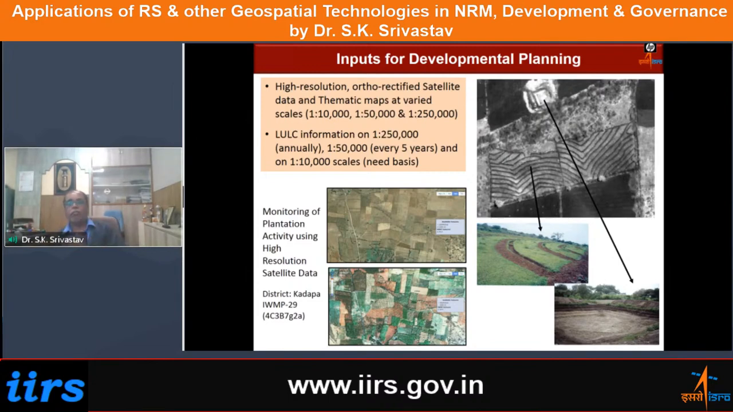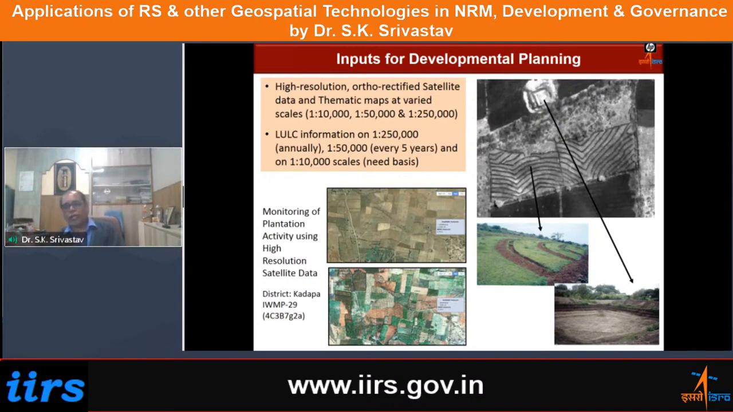There are two ways of doing it. One is that you either go to the field and check for yourself whether it exists or not. The second way is that you use high resolution satellite images and interpret them to see whether those measures, whatever construction activity was supposed to be taken up, have been done nicely or not. You can monitor it using satellite images.